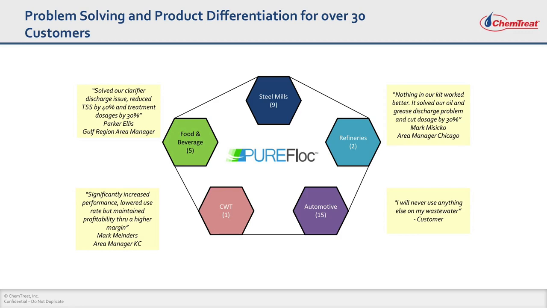We've had much success with these products in steel mill applications. As you can see in this slide, we have 9 steel mills that are currently using PureFlock products, refineries, automotive, food and beverage. They're all using different products for the various applications, but we're seeing very good success in these.